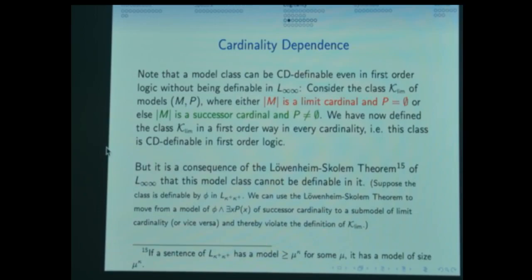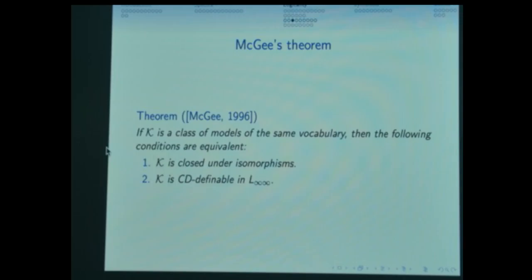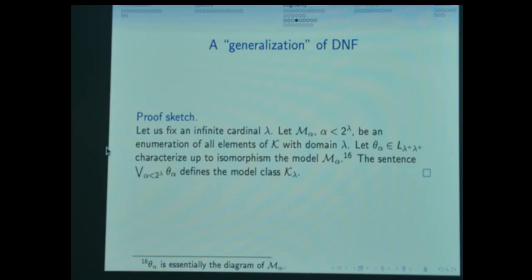Okay, in any case, here's McGee's theorem. If K is a class of models of the same vocabulary, then K is closed under isomorphism if and only if K is CD definable in L infinity infinity. I showed you before disjunctive normal form. We have a truth table, we extract the syntax, right? So this is very similar. We have all these models, we write down the diagram, and then we take these tables. So it's very much like this.